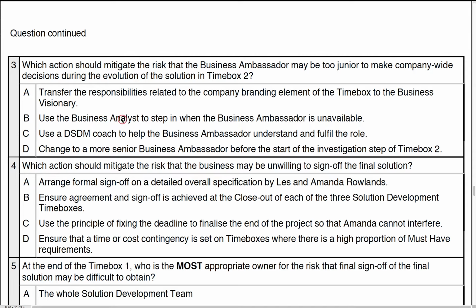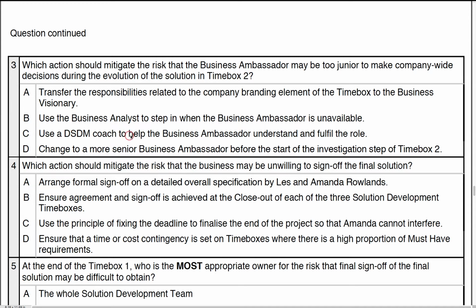Usually the business analyst steps in when the ambassador is unavailable. We don't do that because it's not a business role to start with, and we don't want to replace them anyway. The business analyst is not in a position to, because it's a business titled role, it's not a business role. So they're not normally in a position to take over or fill in from the ambassador's point of view.